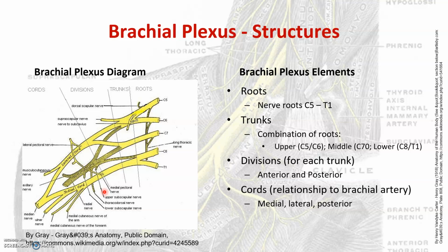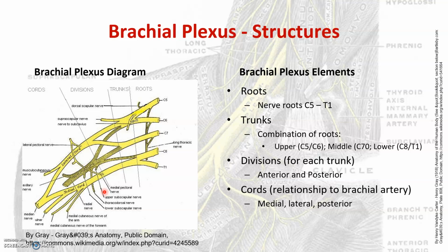These trunks then divide into anterior and posterior divisions. The posterior divisions carry innervation to the extensor aspect of the upper limb, whereas the anterior divisions carry innervation to the flexor compartments of the upper limb. And finally, the cords are formed by a recombination of the trunks. So there's a medial, lateral, and posterior cord. And from these cords arise the terminal branches of the brachial plexus.